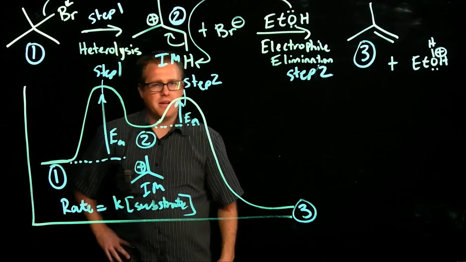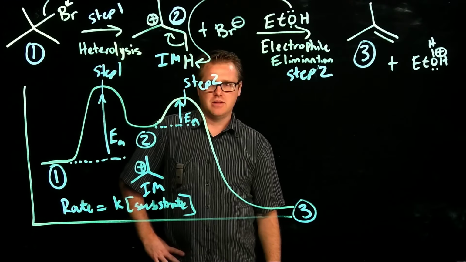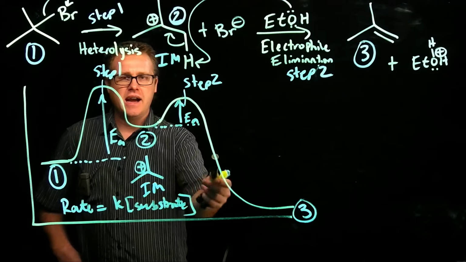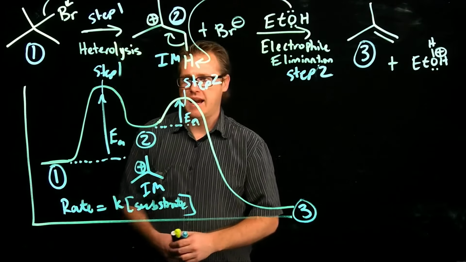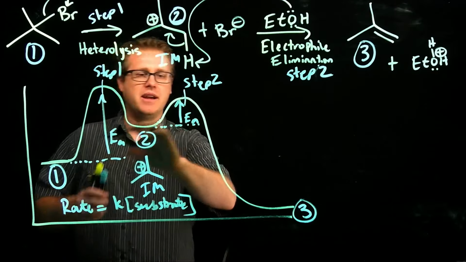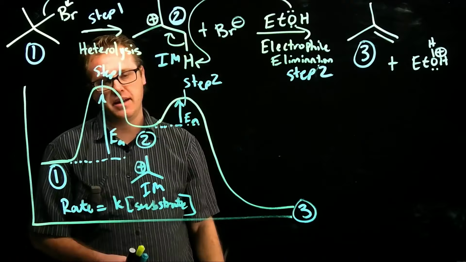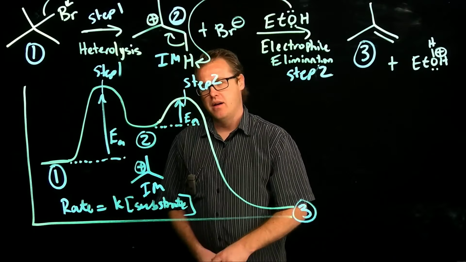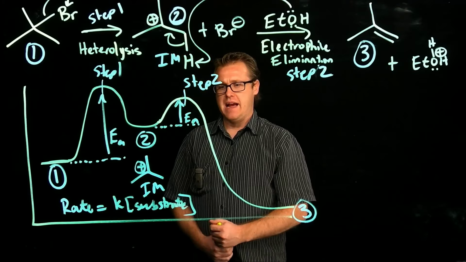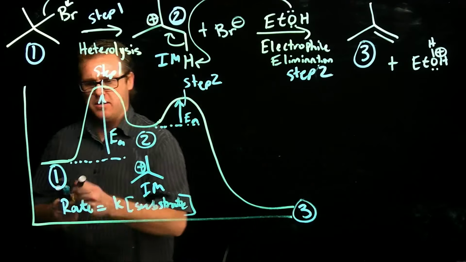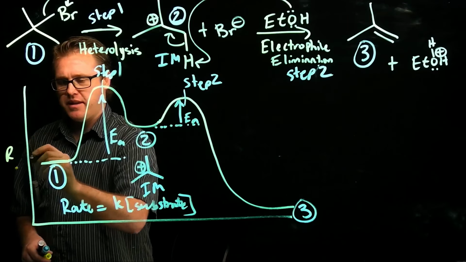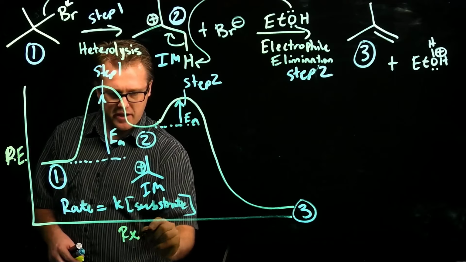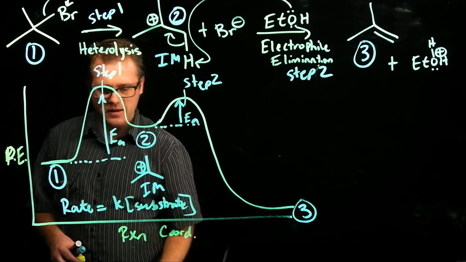What else do we have to say about this one right here? So when you look at an energy diagram, I want you to be able to say, hey, this right here is the heterolysis step. This right here is the electrophile elimination step. And identify every component of the reaction diagram. So I forgot to put here that this is the same as everything that we've been seeing, potential energy. And then this would be the reaction coordinate. Okay?